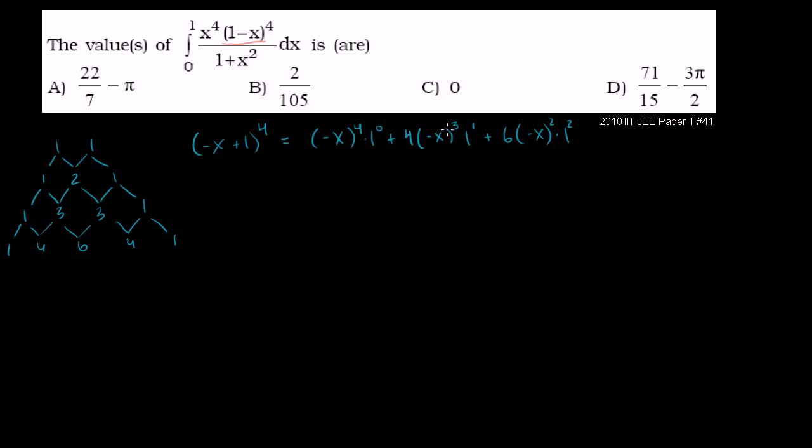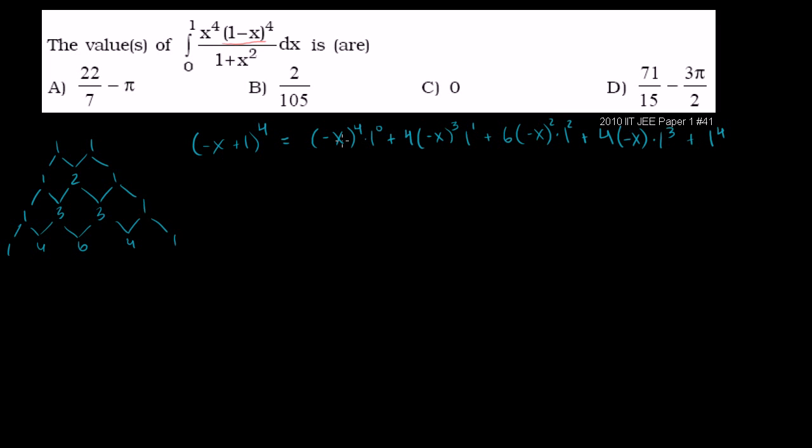Another way to think about it is the exponents on the 1 and the negative x should always add up to 4. And then you have plus 4 times negative x times 1 to the third, and then plus 1 to the fourth power, or negative x to the 0 times 1 to the fourth, which is really just 1.